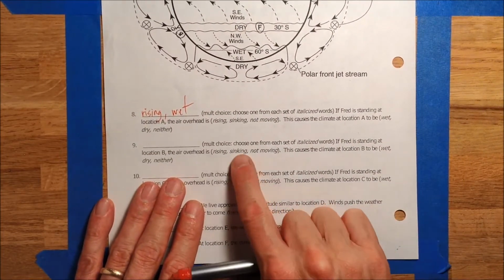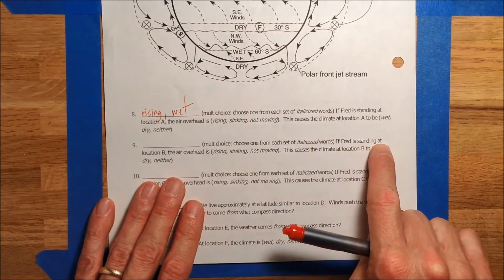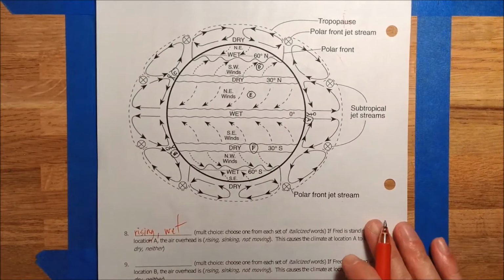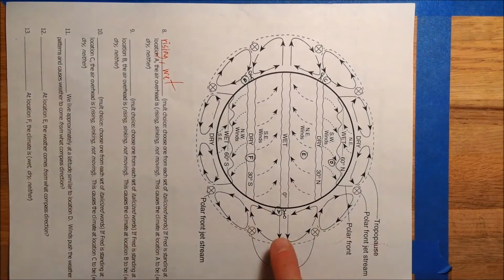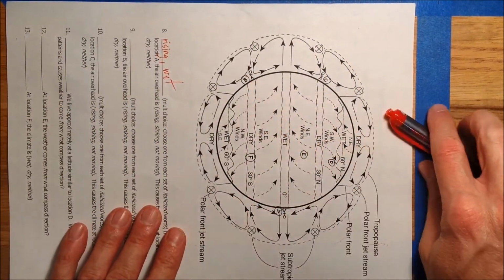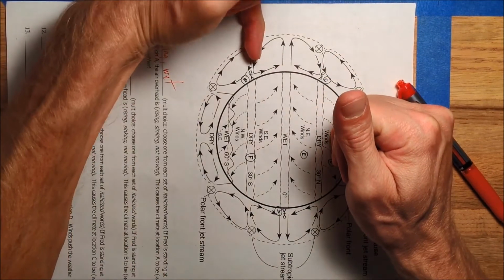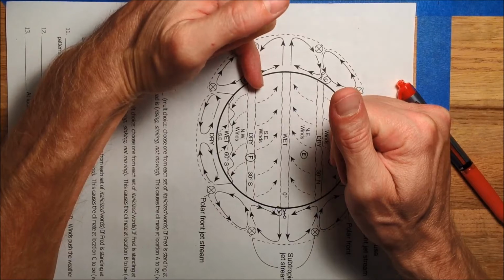9. Multiple choice. Choose one from each set of italicized words. If Fred is standing at location B, the air overhead is rising, sinking, or not moving. Where's B? B, right here. Let's look. What's the air doing? It is definitely moving, and it's moving down. So here, it is sinking down onto Fred.